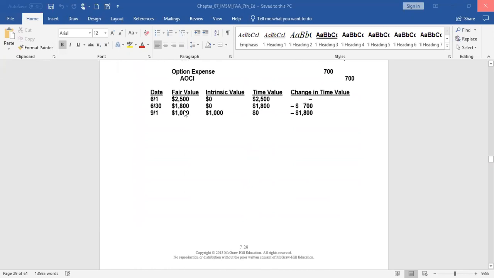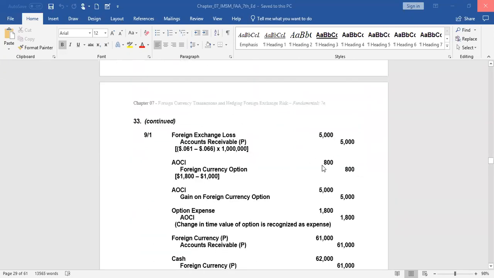The difference between the fair value of the option on June 30th and September 1st, the actual date they're receiving the payment, the 800, debit AOCI, credit the foreign currency option because the value went down. It went from 1,800 down to 1,000.